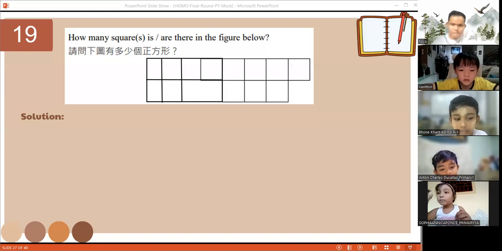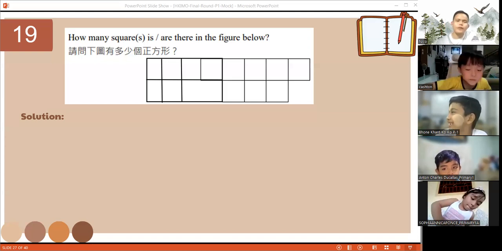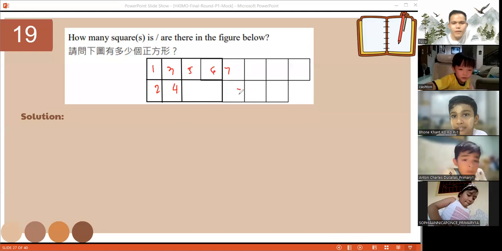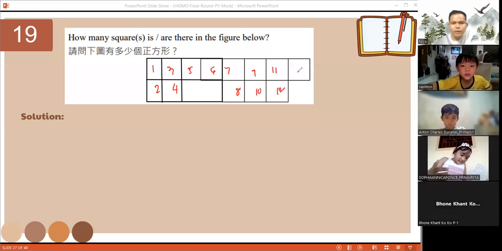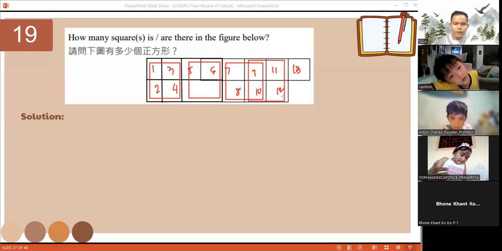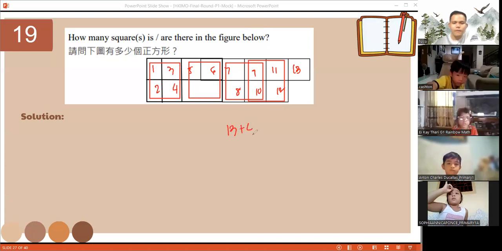Okay, so let's check. So this is 1, 2, 3, 4, 5, 6, 7, 8, 9, 10, 11, 12, 13. Then we can have this as 14, 15, 16, and then 1, 2, 3, 4. Okay, that's 4. Do we have more? None. Basically, it's just 13 plus 4. So the answer is 17.